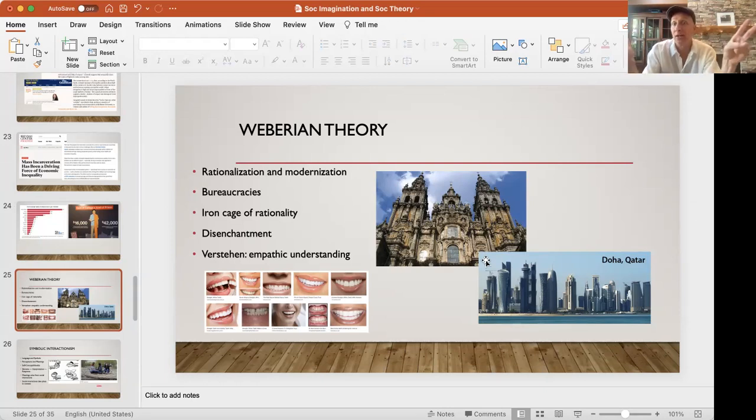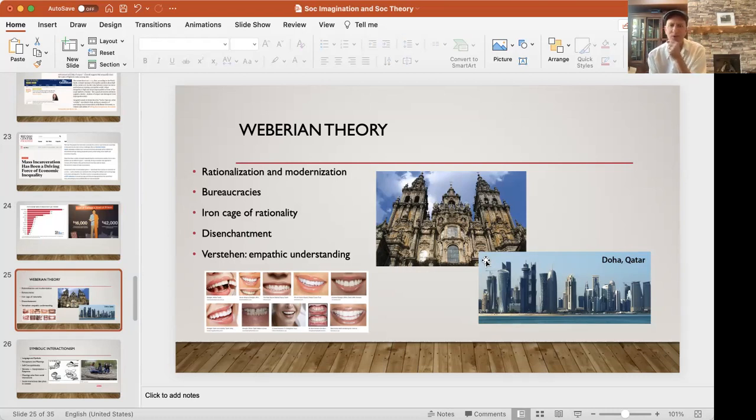He talked about the iron cage of rationality, and we'll talk about that again next week. For Weber, he uses this word, disenchanted. The world becomes increasingly disenchanted. The more that we focus on the rationalization of society, we lose some of the mystical, magical, supernatural ideas about the physical world and the social world, and things become something to be understood through that lens of science and rationality. So the world becomes increasingly disenchanted.